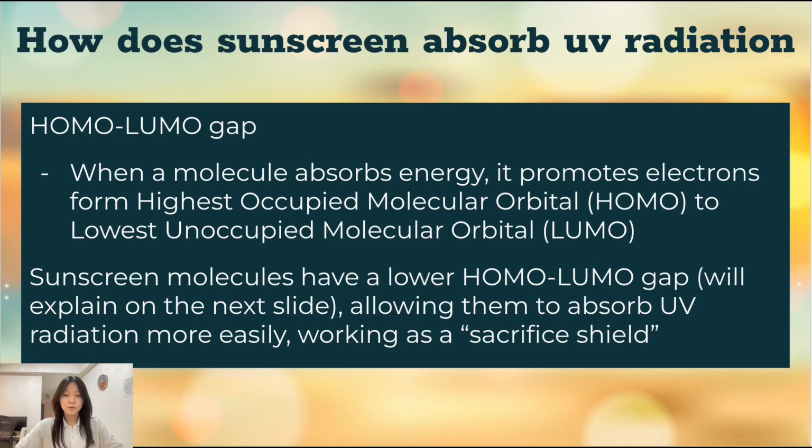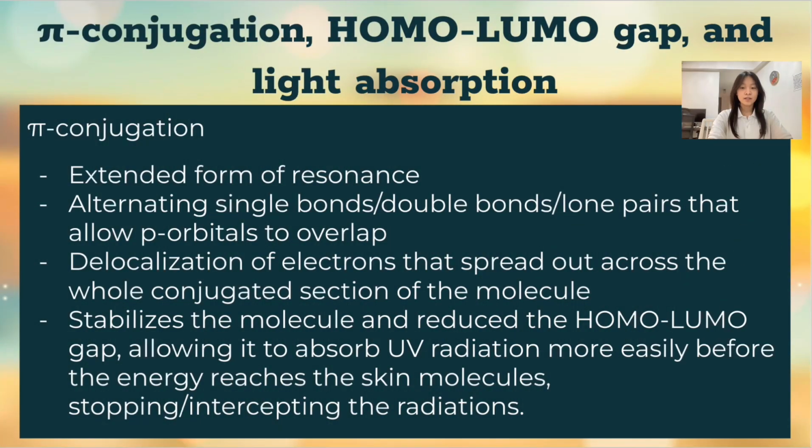When a molecule absorbs energy, it promotes electrons from the highest occupied molecular orbital to the lowest unoccupied molecular orbital, and the energy difference between the two orbitals is called the HOMO-LUMO gap. If sunscreen molecules have a lower HOMO-LUMO gap than the skin molecules, this will allow them to absorb UV radiation more easily, thus working as a sacrificial shield which absorbs the energy from UV radiation before it reaches the skin. So how do we lower the HOMO-LUMO gap in sunscreens?